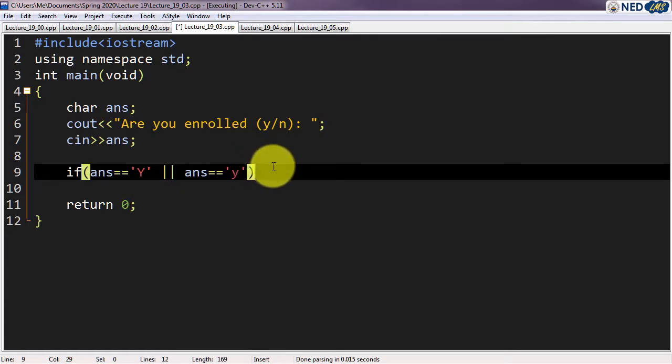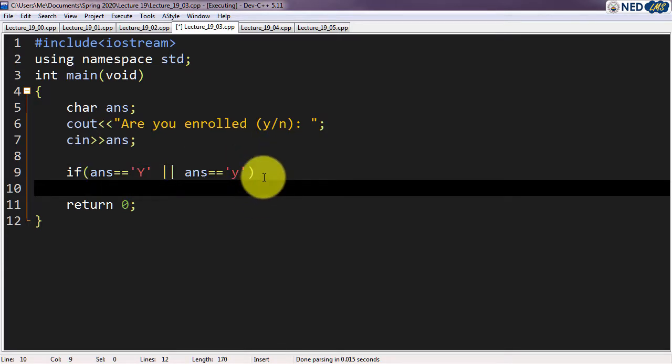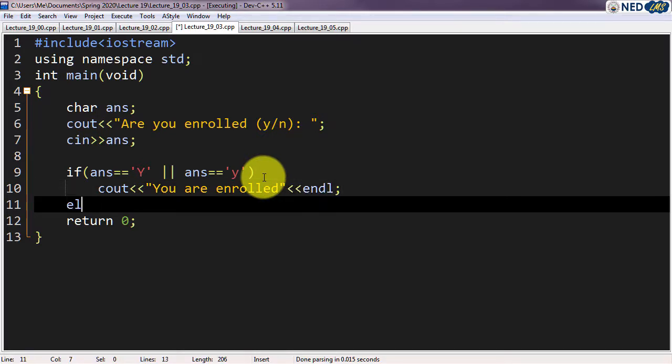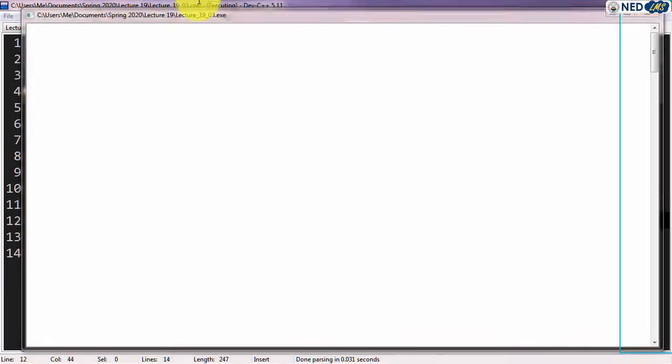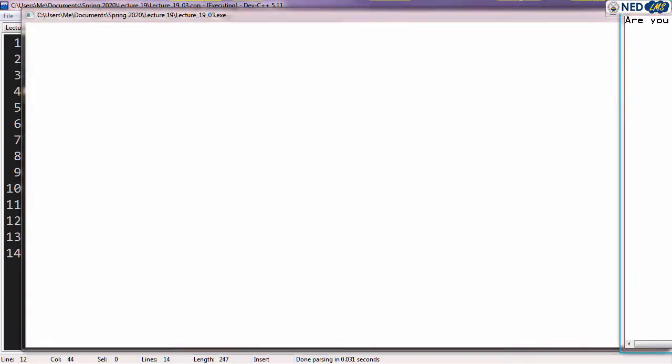So I'm just going to write cout. I'm going to type some message: you are enrolled, and that's it. And else, if the if condition is not true, I can just write cout, you are not enrolled. So let's run this and see what the output is here.